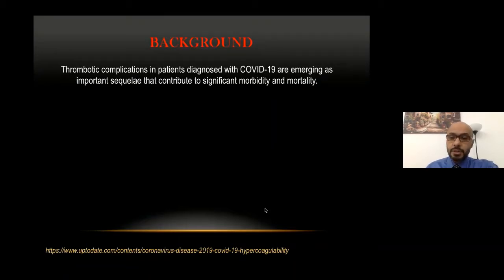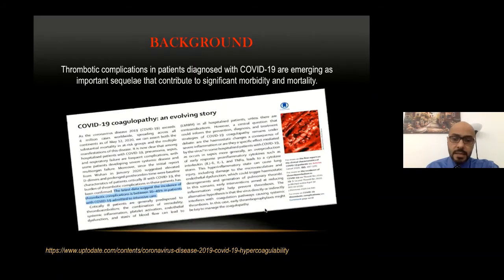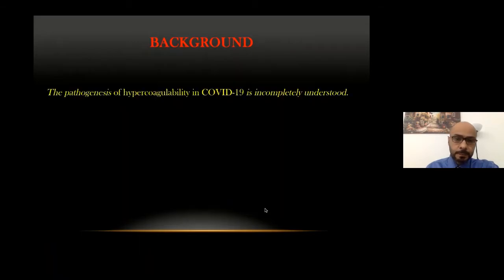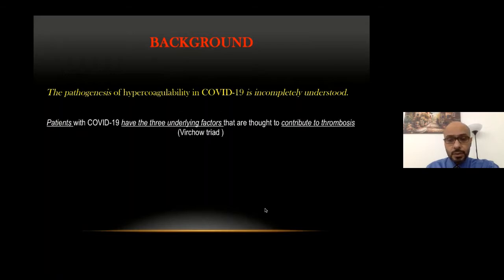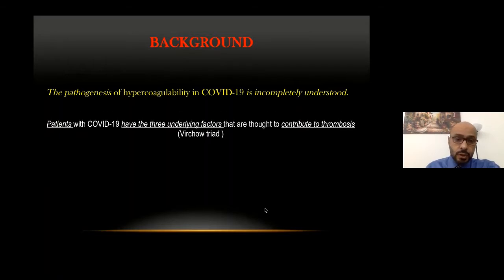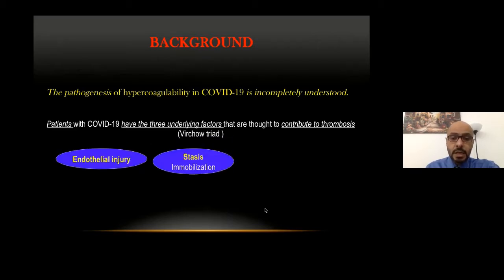Thrombotic complications in patients diagnosed with COVID-19 are emerging as important sequelae that contribute to significant morbidity and mortality. The latest data suggests that the incidence can rise up to 50% in patients with COVID-19 admitted to the intensive care unit. The pathogenesis of hypercoagulability in these patients is incompletely understood. Patients with COVID-19 have three underlying factors thought to contribute to thrombosis, including endothelial injury, stasis, and also a hypercoagulable state.